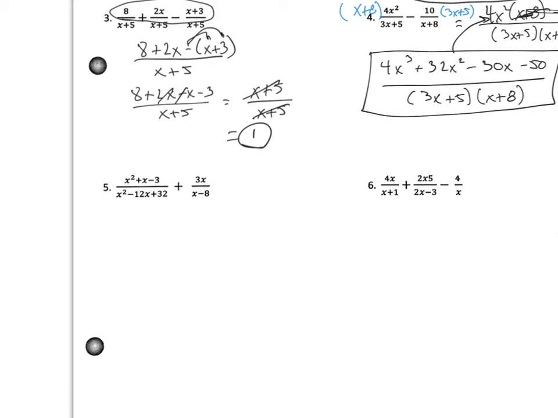Now in this one, the least common denominator is hidden because we have to factor this.